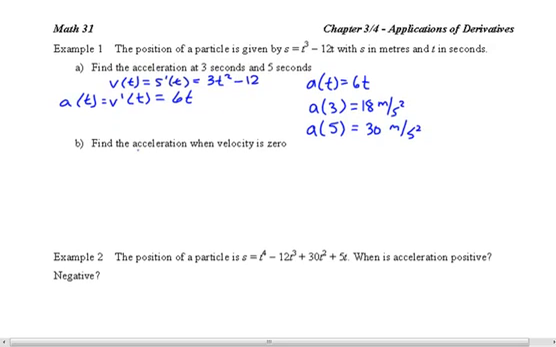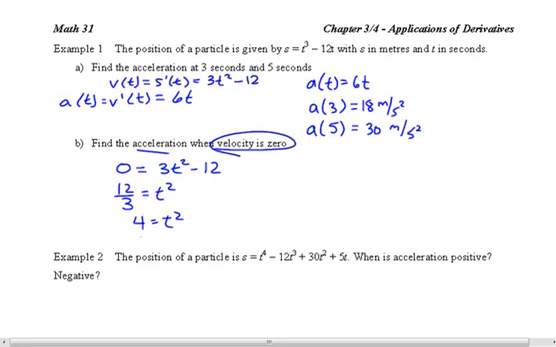Okay, find the acceleration when velocity is 0. So first we have to find out when the velocity is 0. We have an equation for velocity: velocity is 3t squared minus 12, and we want to know when our velocity is 0. When we find that, we can figure out our acceleration. You can factor this, or add 12, divide by 3, so 4, square root. Can you have a negative time? No, so the answer is just 2 seconds.